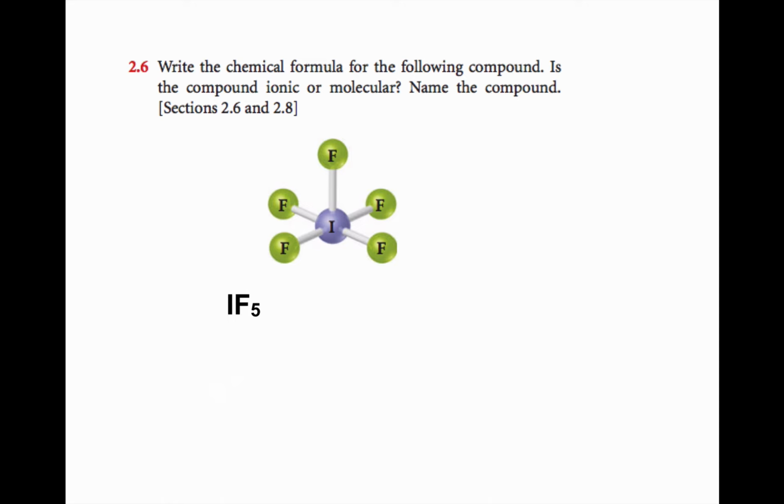So one iodine connected to 5 fluorines. The way we name this is we just name the less electronegative element, iodine, and then we use a counting prefix to indicate how many fluorines are attached. The counting prefix for 5 is penta. So the name of this compound is iodine pentafluoride. Notice we don't put a mono with the iodine. It's assumed to be mono if you just have one of them. So iodine pentafluoride would be the name of this compound.